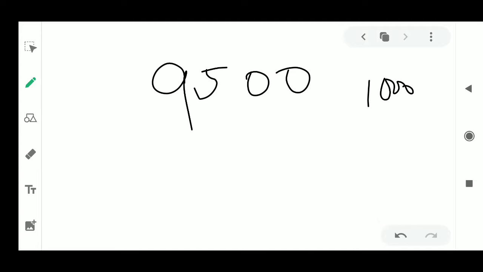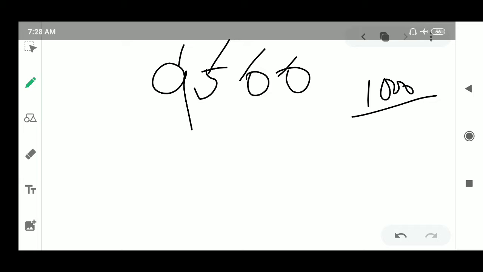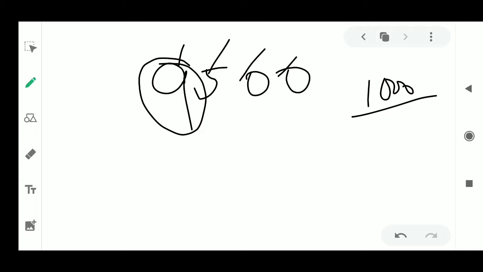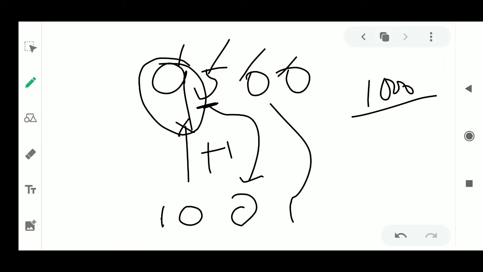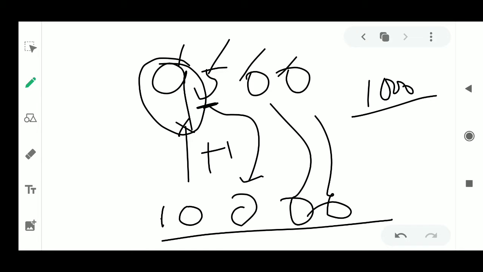Okay, so another example we will do. I am doing one more example, 9500. So we will round up to the nearest 1000. Ones, tens, 100 and 1000. So this 1000 we will circle, and now this 5 we will check. It is equal to 5, so plus 1. Now 9 plus 1, so we write here 10. Now this 5 became 0, this 0 became 0, and 0 became 0. So this is your answer.